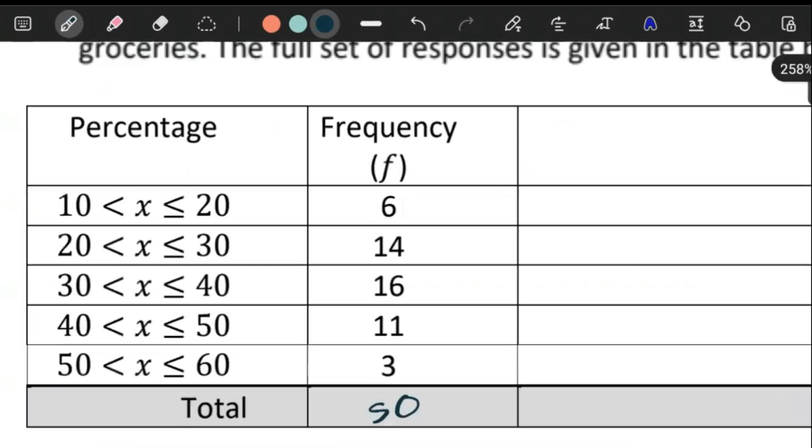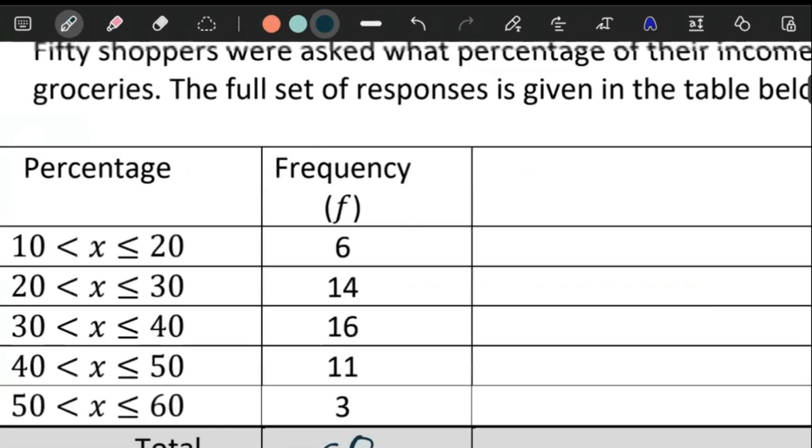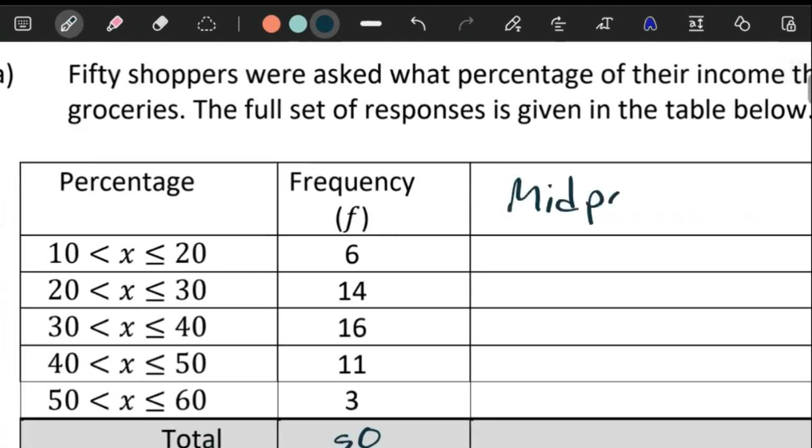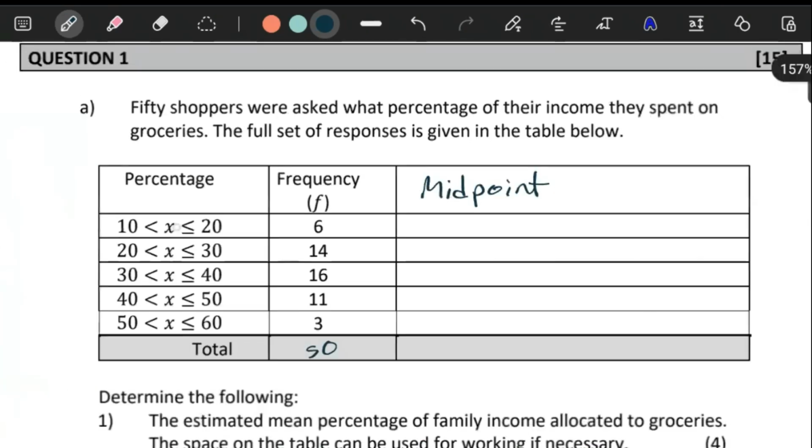What you have to do is get the midpoints of each of these, right? So let's put here midpoint, because you want to get the midpoints of each of these. 10 to 20, that's 15, and then 25, 35, 45, and then 55. Now you want to multiply each frequency with the midpoint. So here you want to say the frequency times the midpoint. Let's just get those values, and then we want to add them up.